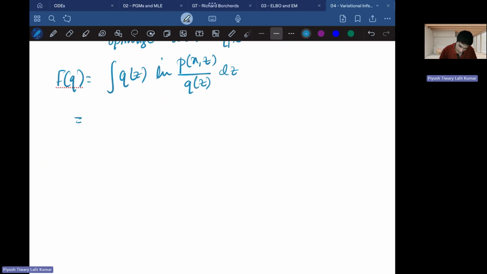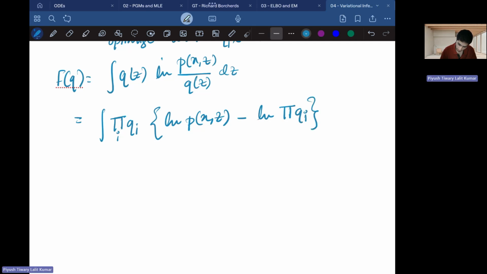So what will it become? So this will become product over i, q_i, and I will just write down q_i, just for the sake of brevity, for clarity. And the inner thing will become log of p of x comma z minus log of product of q_i's. So I have just substituted our approximation in the ELBO definition.